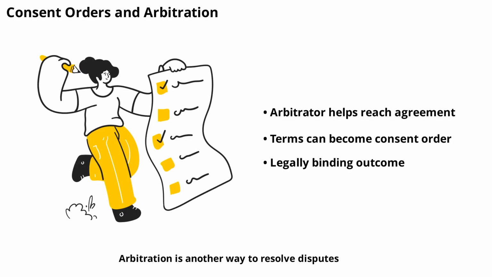Arbitration is another way to resolve disputes that can lead to a consent order. In arbitration, an independent arbitrator listens to both sides and helps them reach an agreement. If both parties agree, the terms can be formalized as a consent order. This gives the agreement the same legal force as a court order, providing certainty and enforceability.